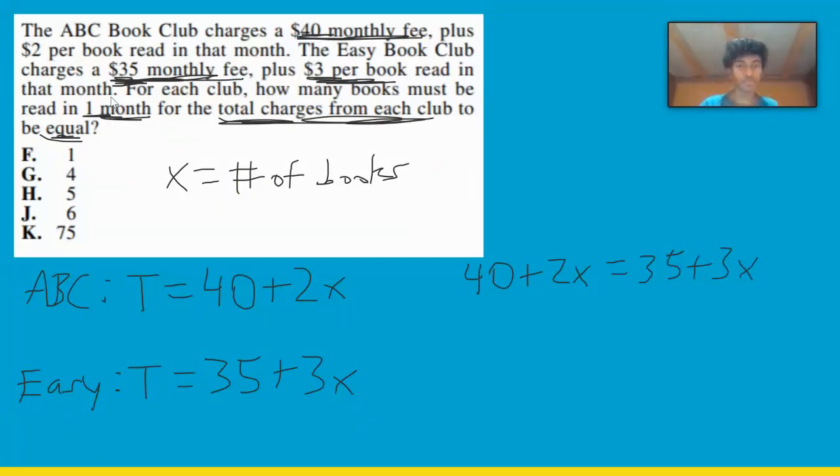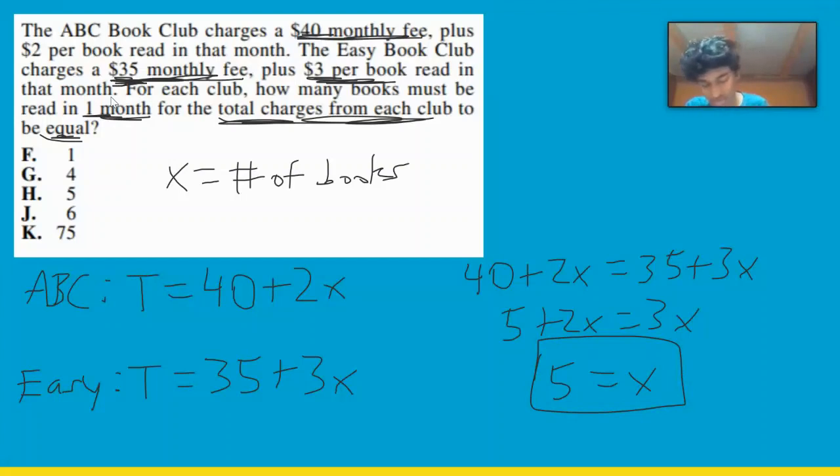And we just simply solve for x because x is the number of books, and that's what we want to know. We want to know how many books must be read in 1 month for the total charges to be equal. Solving this, subtracting 35 from both sides, we have 5 plus 2x equal to 3x. And subtracting 2x from both sides, we have 5 equal to x. So we can confidently say that our answer is choice H.